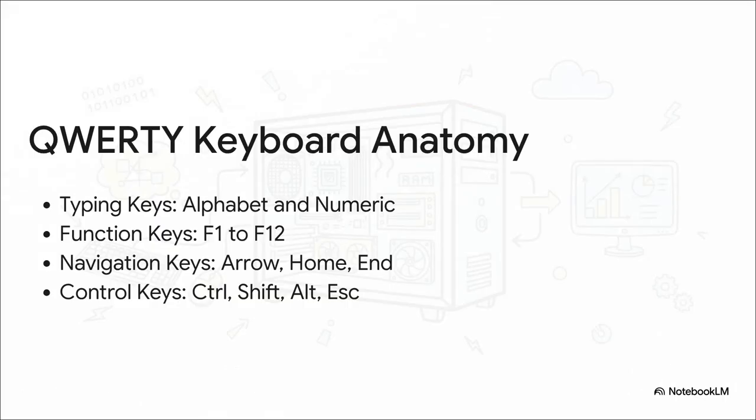Take the most common input device of all, the classic QWERTY keyboard. Originally designed to keep mechanical typewriter keys from jamming, it's actually neatly divided into 4 specific zones of control. You've got your typing keys for alphabet and numeric input, function keys running across the top for quick shortcuts, navigation keys to move around your documents, and control keys like Shift and Alt that modify how other keys behave. It's a highly optimized control panel specifically built for human intent.